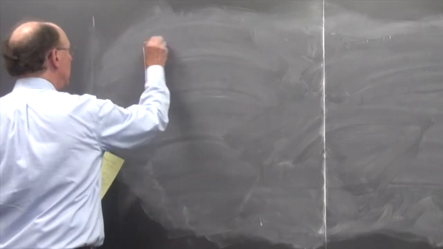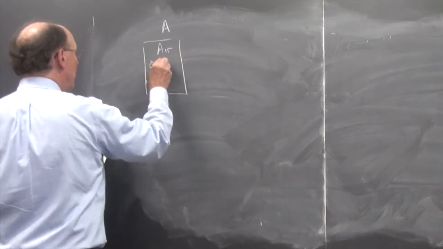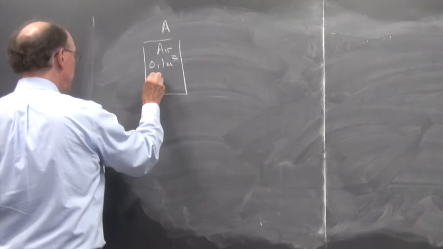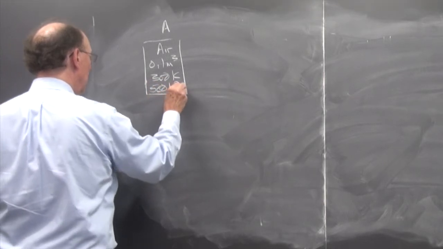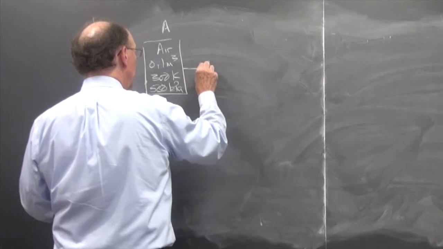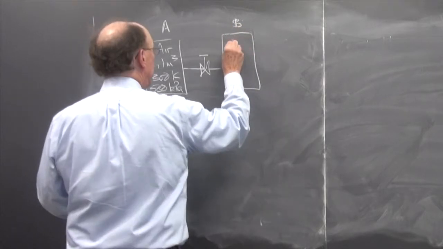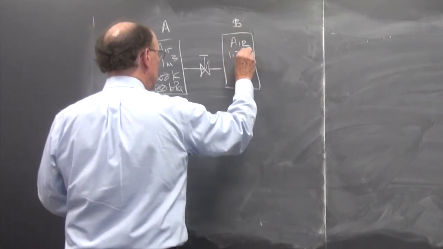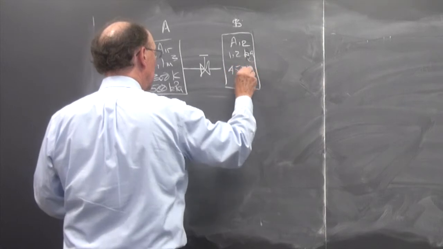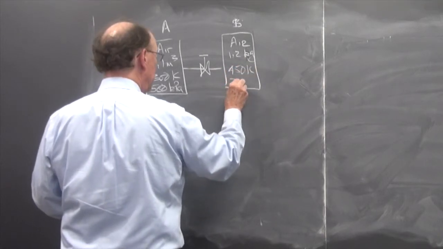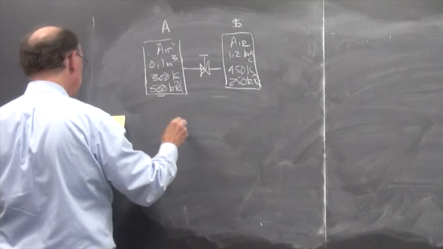So we have two tanks. Tank A, it's air, 0.1 cubic meters, 300 K, 500 kPa. It's connected with a valve to tank B. We have air, 1.2 kilograms, 450 K, 250 kPa. So the pressures and temperatures are different, and these are the two substances.